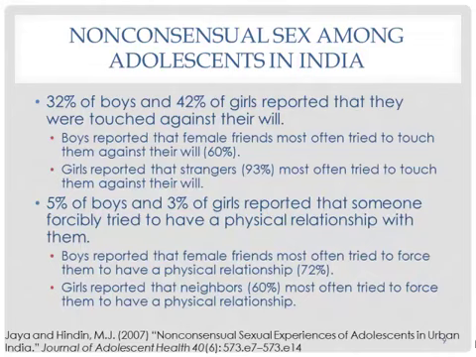5% of the boys and 3% of the girls reported that someone forcibly tried to have a physical relationship with them. Again, we see the numbers are small, but we see boys reporting more than girls, which also was a little bit of a surprise. And again, it was boys reporting that their female friends often were the ones that forced them, or tried to force them, to have a physical relationship, and girls reported that it was neighbors.